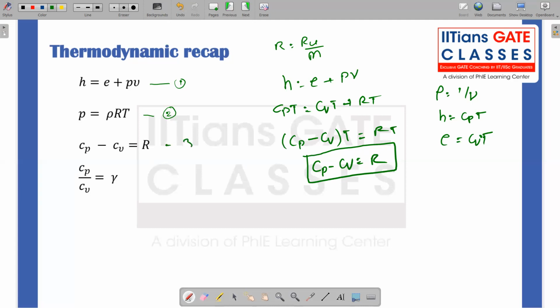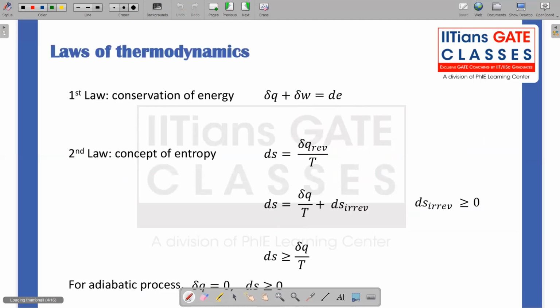That is one equation we have. And we also have a ratio between the specific heats, sometimes called the ratio of specific heats, denoted by gamma. This is another equation. From here we can show that we can write Cp and Cv in terms of gamma and R. Cp can be written as gamma R divided by gamma minus 1, whereas Cv can be written as R divided by gamma minus 1. That we can easily show, right?